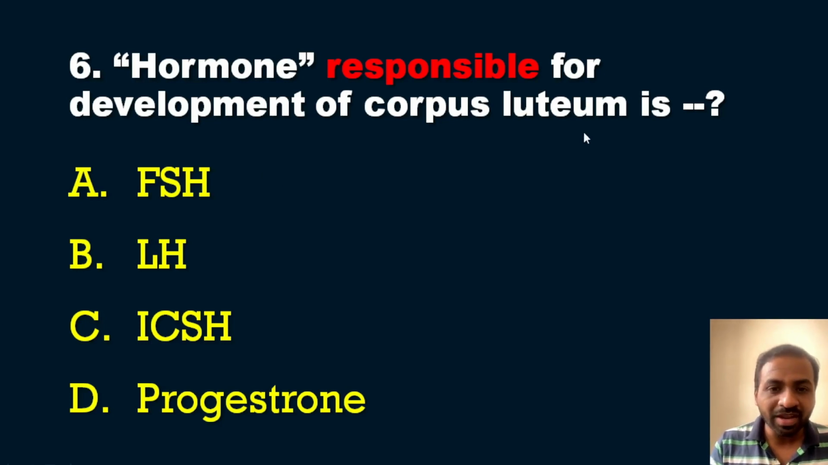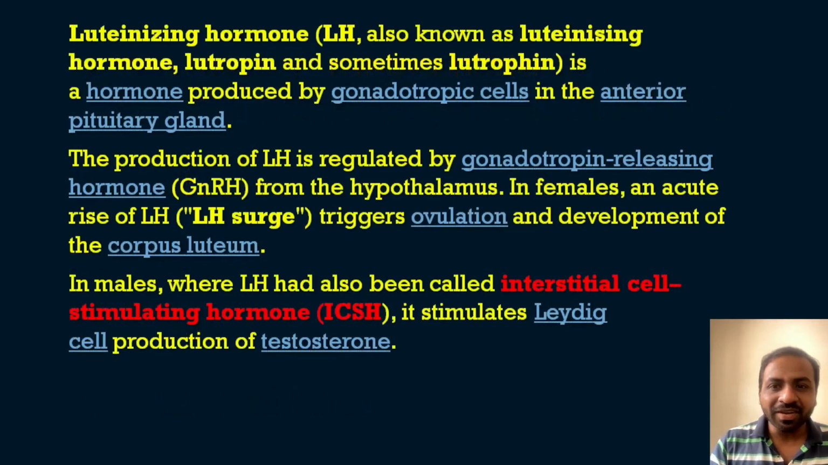That is very, very important. Development of corpus luteum, that is a clue for you. So the first option is FSH. What is FSH? That is follicle stimulating hormone. Then LH is luteinizing hormone. Then ICSH is interstitial cell stimulating hormone. And the final option is progesterone. So what is the answer? The answer is definitely LH.